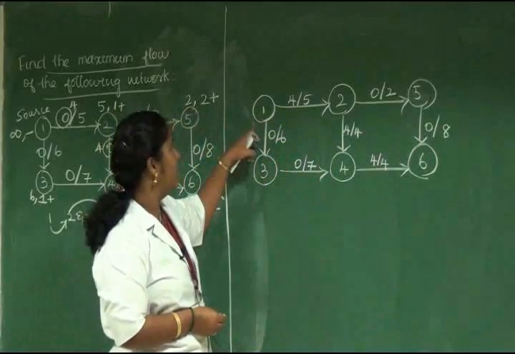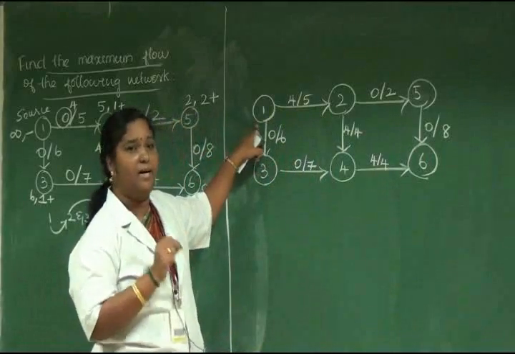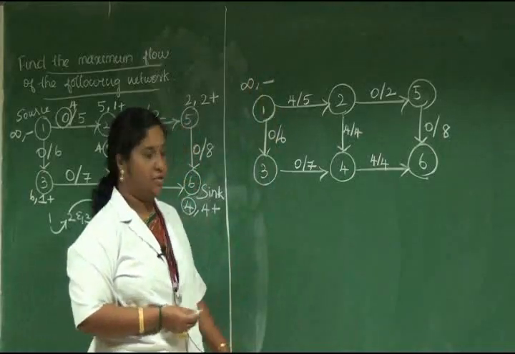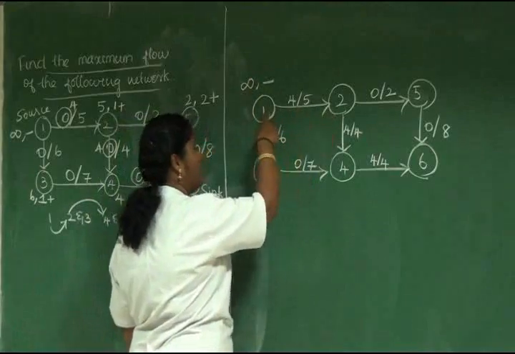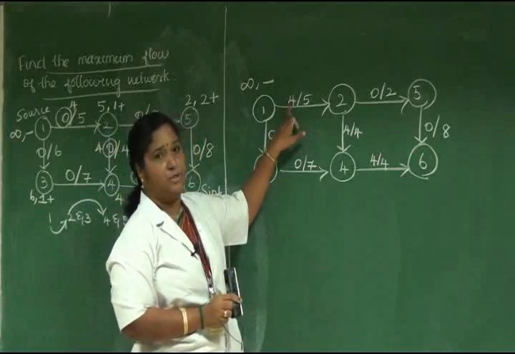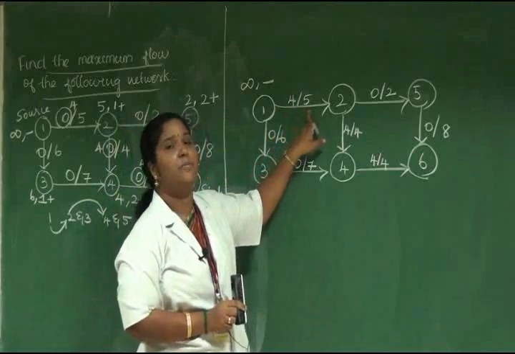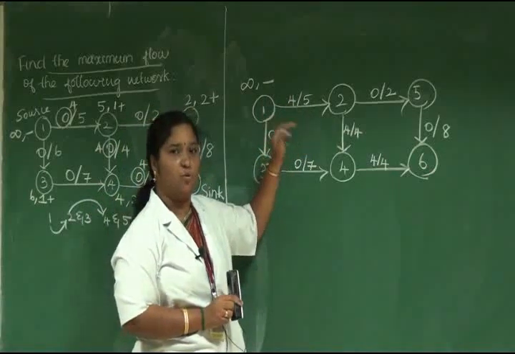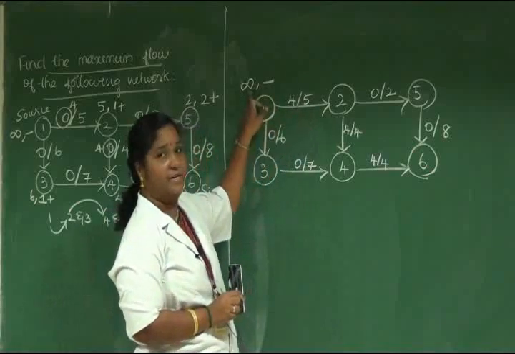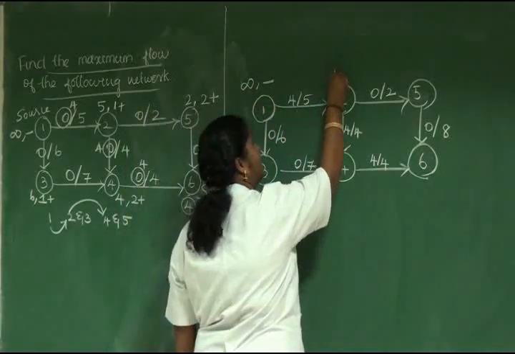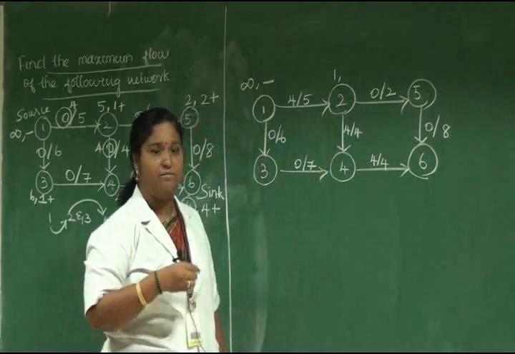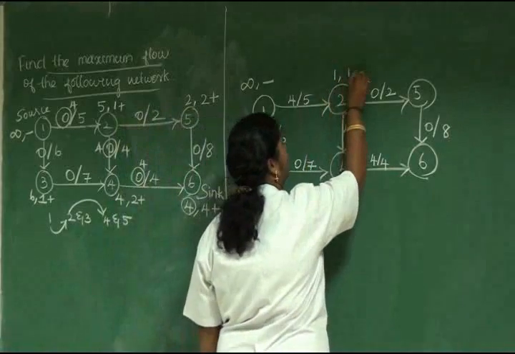So as usual we have to give a label to source vertex: infinity comma dash. Now we have to apply BFS traversal. So from 1 you can go to 2, and also from 1 you can go to 3. So here calculate the remaining capacity. Current flow is 4 and maximum flow is 5. So remaining capacity is 1, 5 minus 4 is 1. So this 1 is greater than 0. So calculate a minimum between 1 and infinity. It is 1. So the first label of vertex 2 becomes 1, and since this vertex 2 is reached from vertex 1 by a forward edge, you have to write 1 plus.